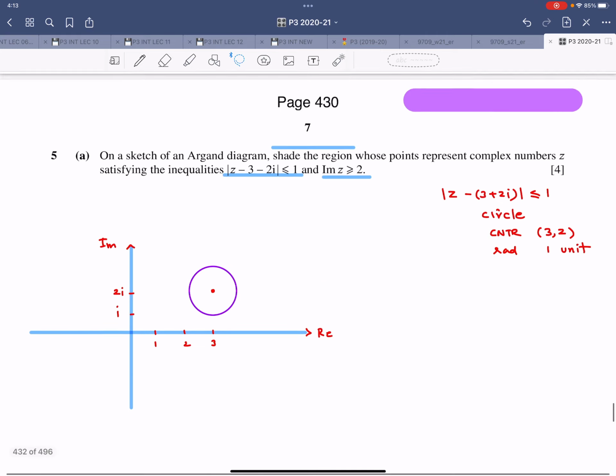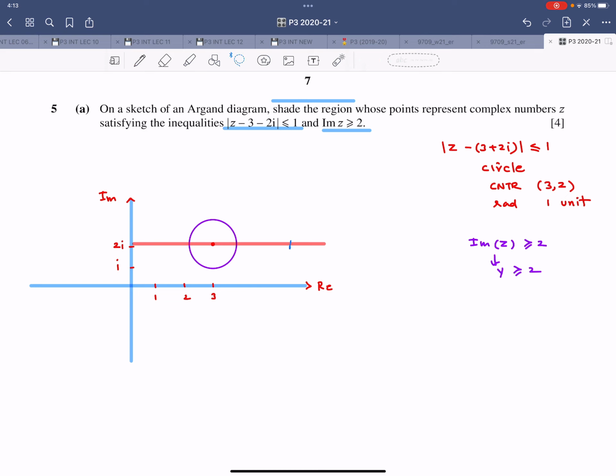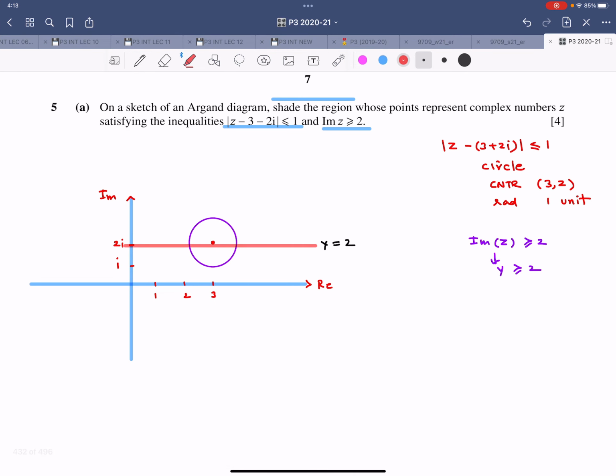And then it says imaginary part of z is greater than or equal to 2. Imaginary part means y. Y is greater than or equal to 2. So draw the line y equals 2. That means 2i. So this orange line, I'm drawing it like this. This is the line y equals 2. Let me adjust it. So therefore this is y equals 2. Region above the line. So when you shade it, this is the answer for the shaded region.